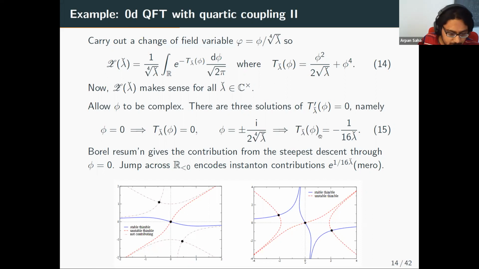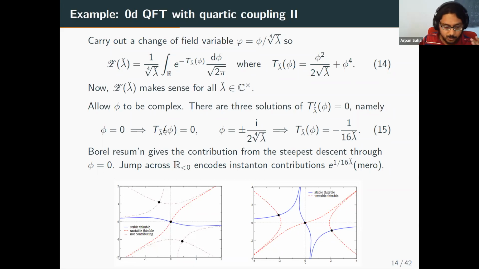So what Borel resummation does is that it isolates the contribution from the steepest descent contour integral through the true vacuum at 0. When the decomposition of the real line, that's the integration contour over here, changes from this to this, as lambda crosses the negative real line, then you get a discontinuity, because the full integral is an analytic function, but isolating just the contribution from the steepest descent contour through the true vacuum is not analytic.